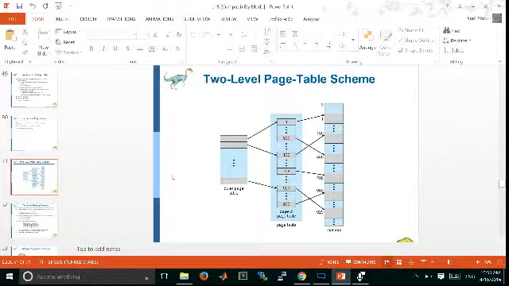Which cache? It's got a name. The TLB, and it's a 99+% hit rate. Okay, that is what is making this work.